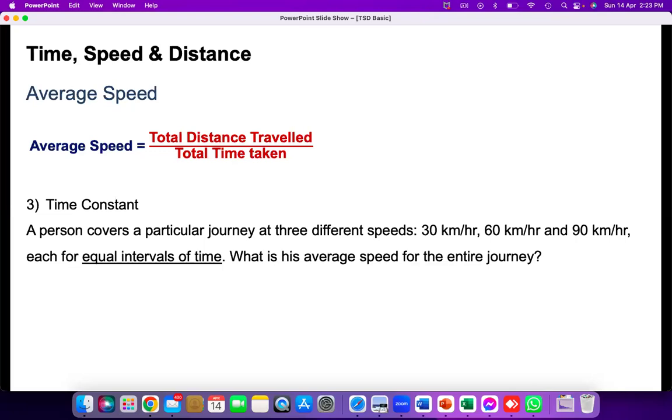So 3 by 3T, right? It means basically it is nothing but simple average of all three speeds, right? So 30 plus 60 plus 90 divided by 3 will give you the answer. Understood?